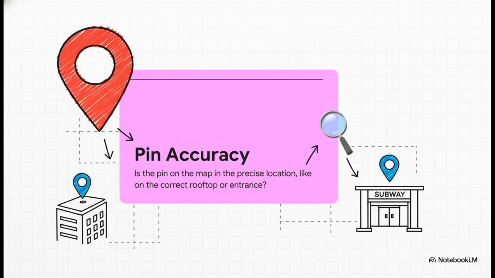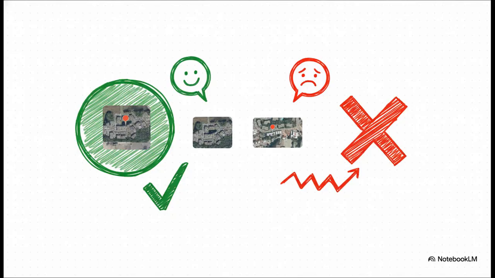And last, but definitely not least, we have the pin. This is all about precision. A pin that's just kind of close is not good enough. We want it placed with surgical accuracy, right on the building's rooftop. Or if it's a big place like a stadium or a subway station, it should be right on the main entrance.